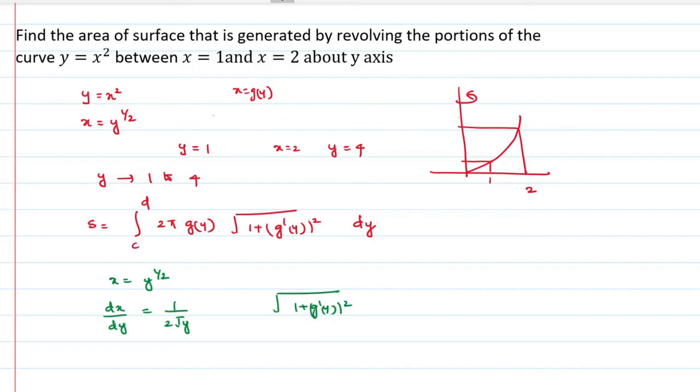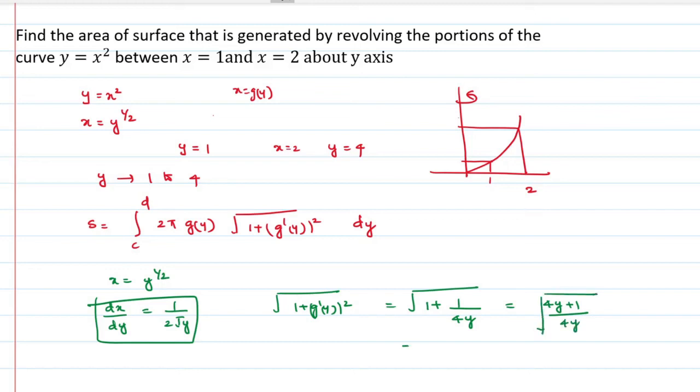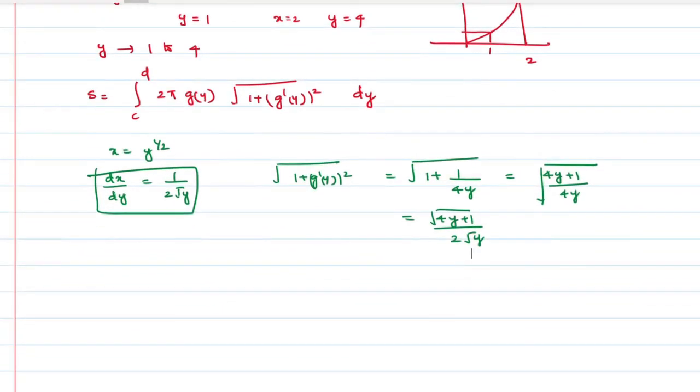So root of 1 plus g dash y the whole square, where g dash y is dx by dy, is equal to root of 1 plus 1 by 4y. Right? Taking the LCM, you will get root of 4y plus 1 by 4y, or it can be written as root of 4y plus 1 divided by 2 root y. Is it right? Then we can substitute.